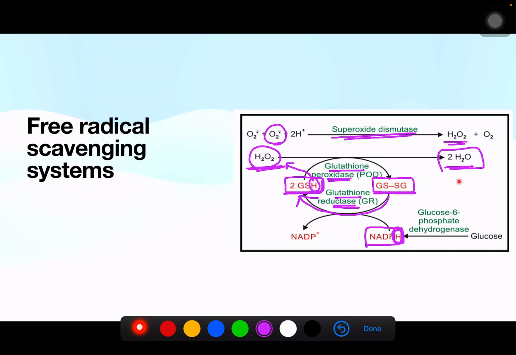So this NADPH, how do we get it? From the HMP shunt pathway. Yes, from the HMP shunt pathway. The enzyme necessary is glucose 6 phosphate dehydrogenase, so G6PD deficiency. So what happens in G6PD deficiency? NADPH is less. Yes, so as your NADPH is less, the free radical scavenging mechanism is reduced in patients with G6PD deficiency, right?